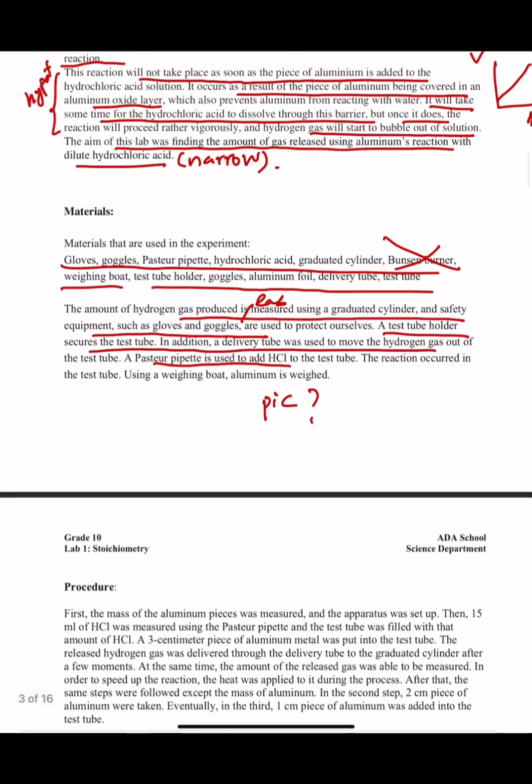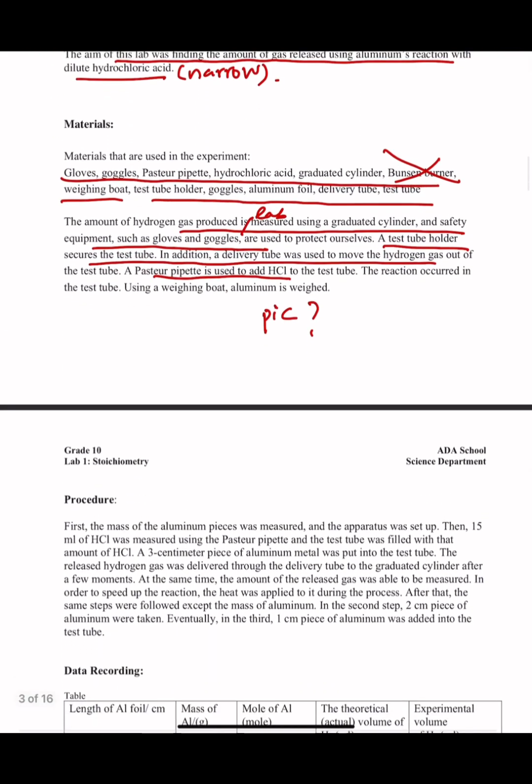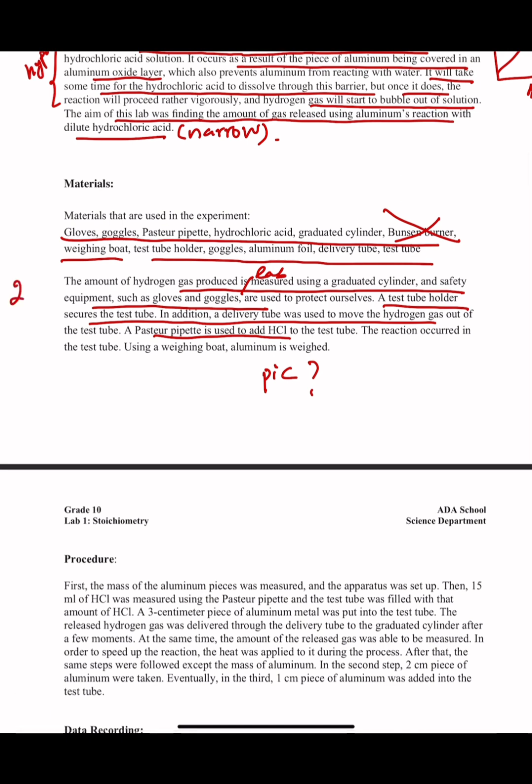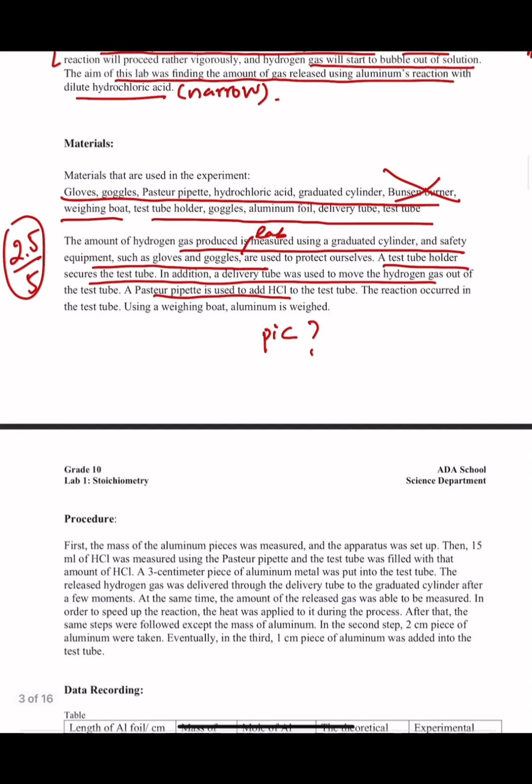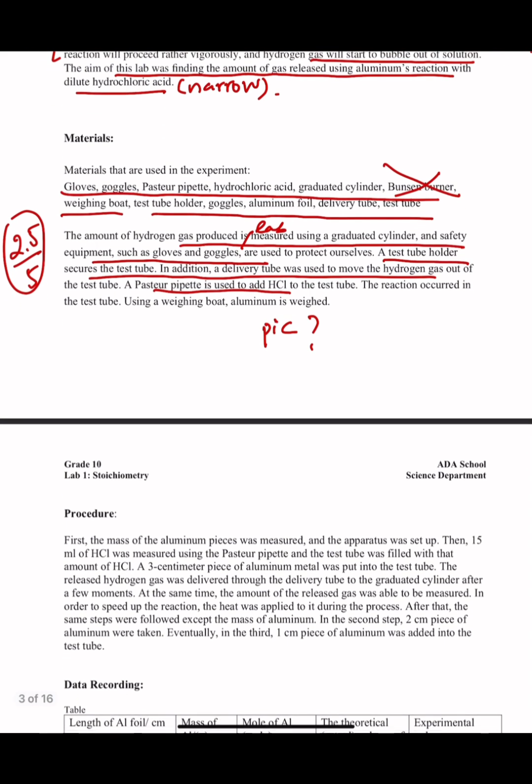The reaction occurred in a test tube using a weighing boat, aluminum as weight. So this stuff, they went to it, but as I said, this is going to be 2.5 out of 5. They didn't present the picture, so I don't know which one is which. You need to look at it from the perspective that I'm not a chemist. I am not a chemist.